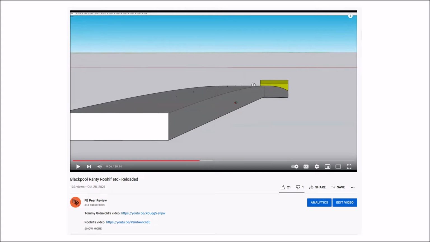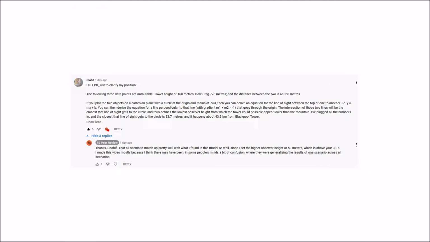In his prediction, and you'll see it here, I'll bring up his comment, and I will illustrate this comment in a moment. He said that if you get far enough away from Blackpool Tower and you go up a certain amount, yes, there will be a point, if you go back and up, where Crag overtops Blackpool Tower. And he used math to predict where that spot is. He said, I've plugged all the numbers in, and the closest that line of sight gets to the circle is 33.7 meters, and it happens about 43.3 kilometers from Blackpool Tower.